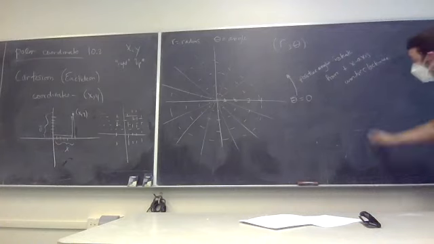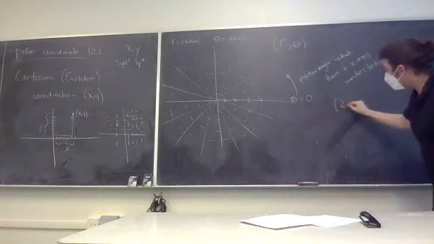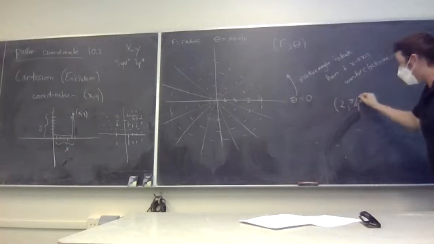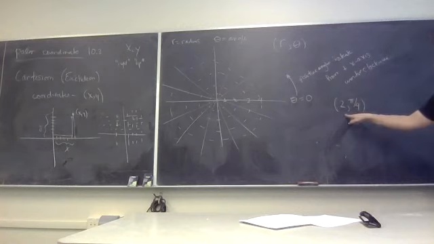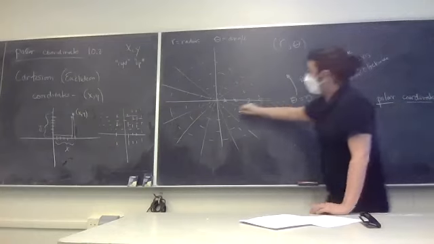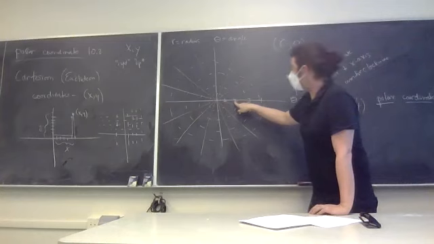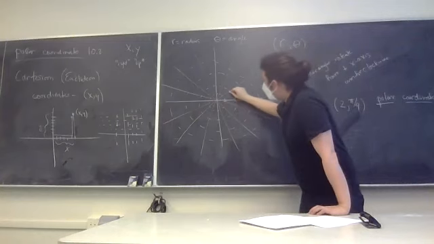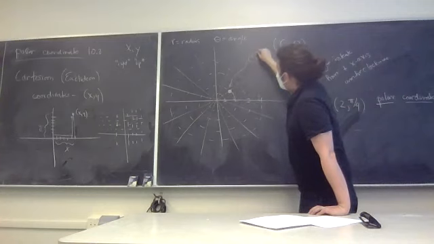An example: if I was given the point (2, pi over 4), the 2 tells me which circle to be on, and the pi over 4 tells me how far to rotate. So (2, pi over 4) in polar coordinates corresponds to sliding over to the radius 2 circle and then spinning up until you're at the angle pi over 4. So that point right there is the point (2, pi over 4).